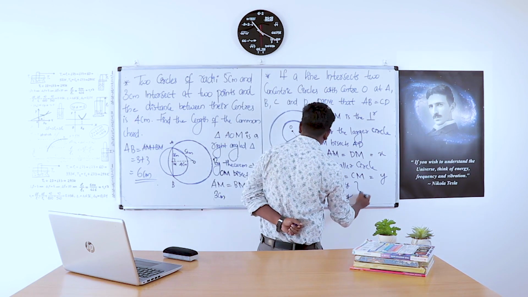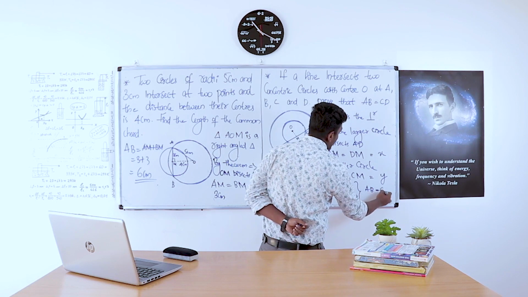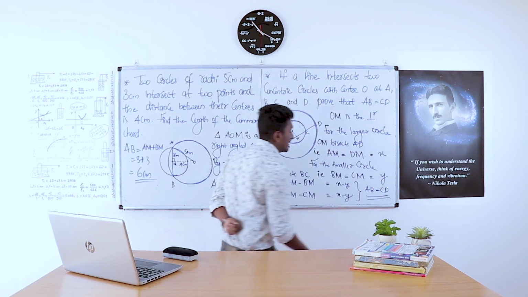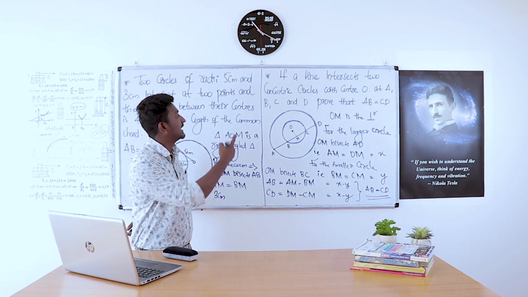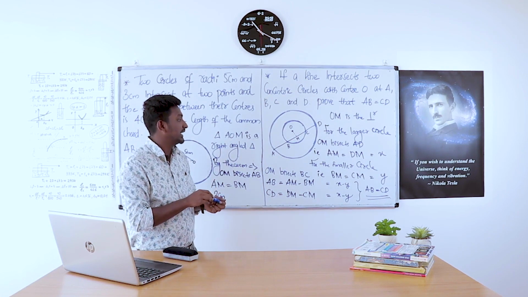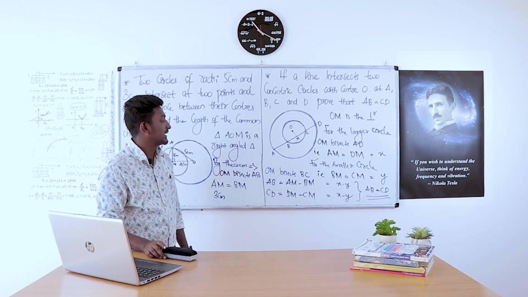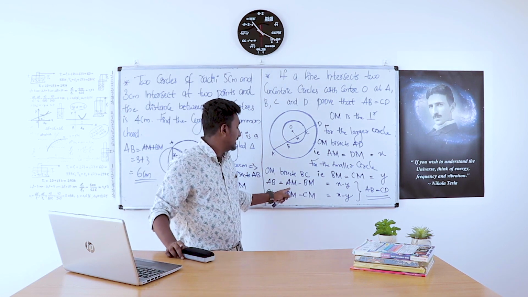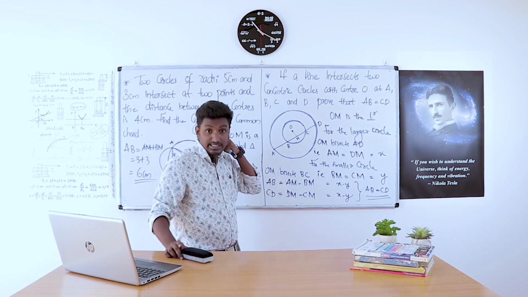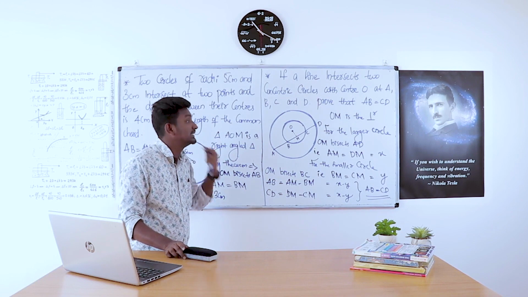That simply implies AB is equal to CD. That's what we have to prove in the question. AB is equal to CD. Clear? We have to prove AB and CD are equal.